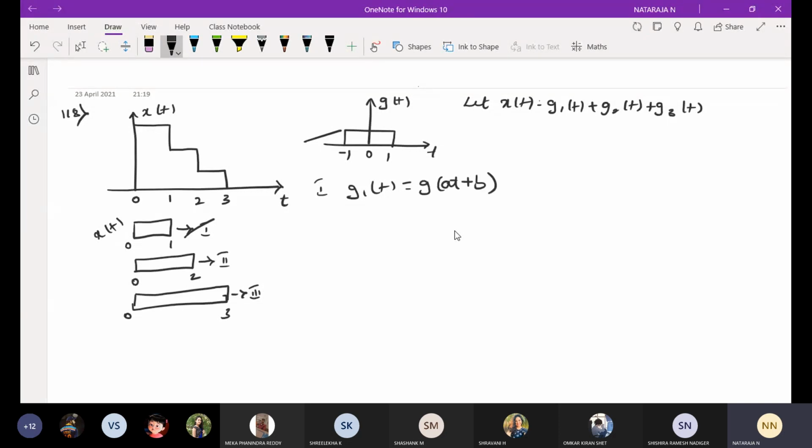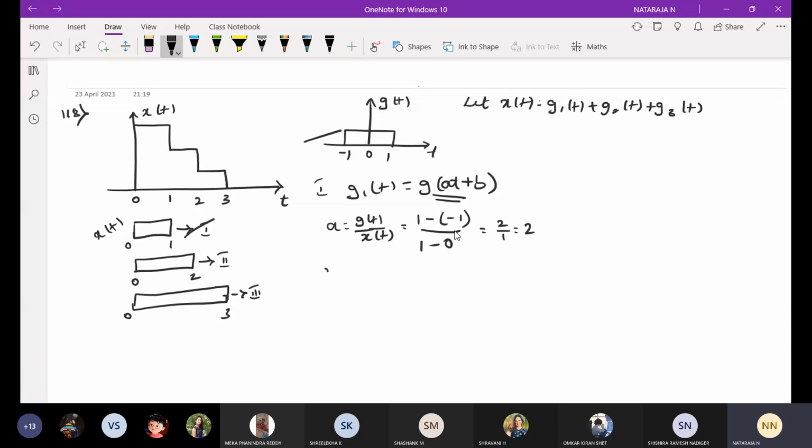of at plus b. This is the standard equation for shifting and scaling. Those who did not attend yesterday's class, please go through it once. a is equal to g of t by x of t. By this equation, we need to find the a and b values. I'm going to find the a value. g of t means upper limit minus lower limit, which will be 1 minus (minus 1), that is 2. For x of t, the first one, upper limit 1, lower limit 0, so you get 2 by 1, that is equal to 2. The a value will be 2.